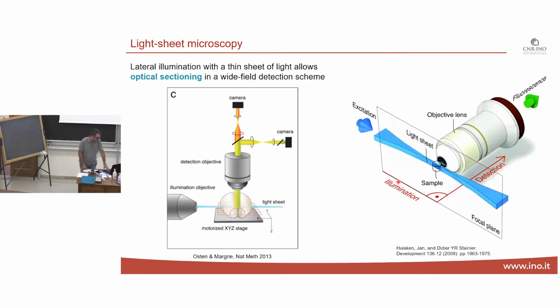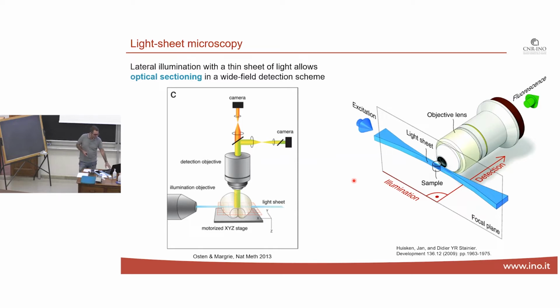I just wanted to mention these for the sake of completeness, but I would like to spend a few more words on light sheet microscopy, which is what we do mostly in our lab. Light sheet microscopy is a technique that achieves optical sectioning using a sheet of light. So you create a sheet of light.